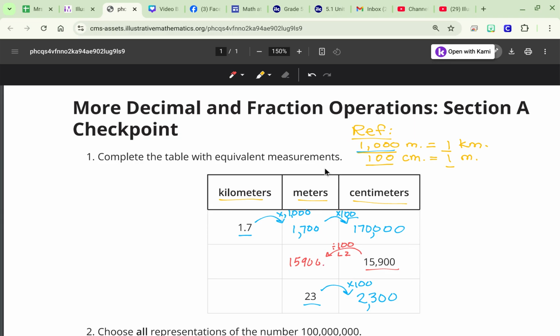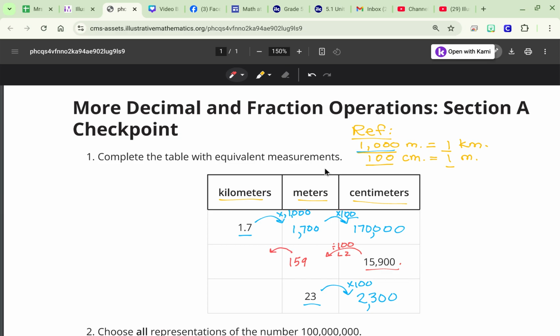So my decimal started here at the end of this number, 15,900, and now I move my decimal 2 times to the left, 1, 2. That is where my decimal now is. So my answer here is that I have 159 meters. The zeros at the end are optional. I'm going to take those off just so that it's very clear that my answer here is 159.